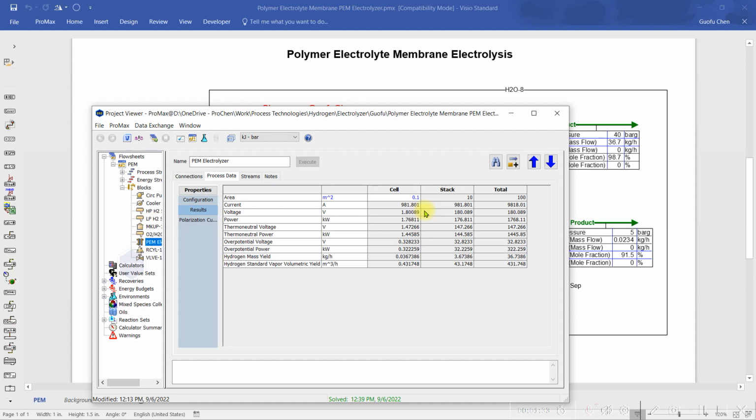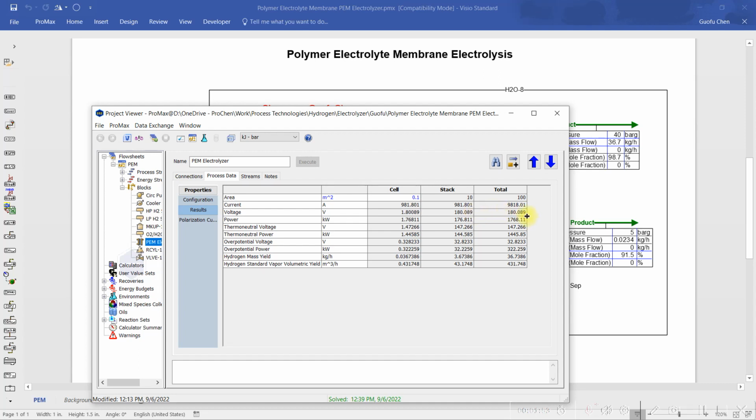For each cell, the voltage is about 1.8 volts. About 1.47 volts are useful, while the overpotential of about 0.33 volts is wasted. With 100 cells in the stack, the stack voltage is about 180 volts.